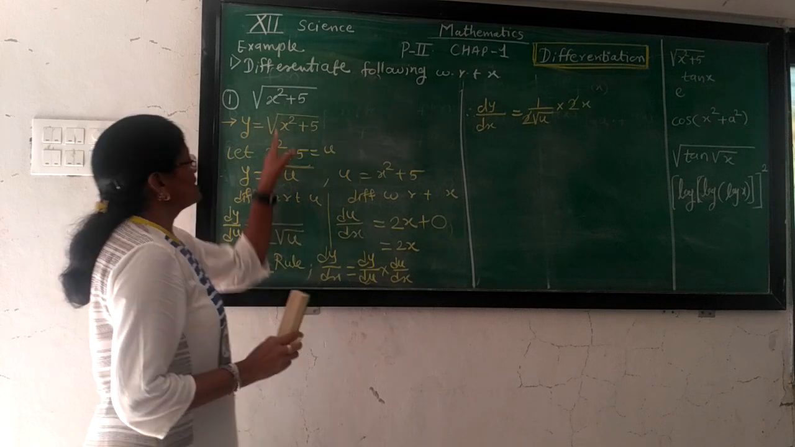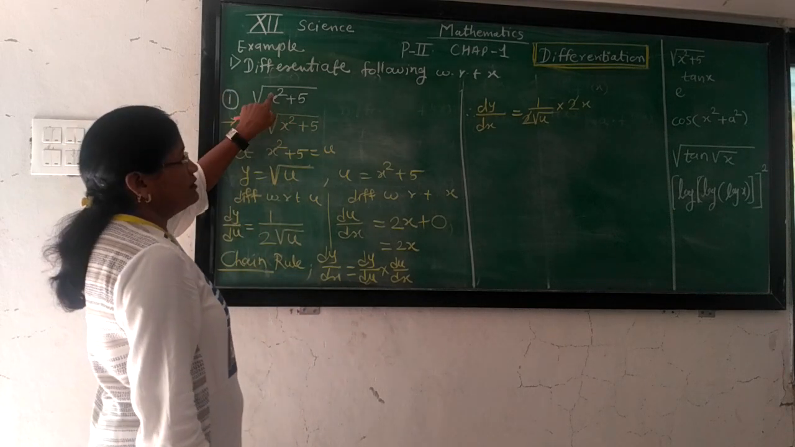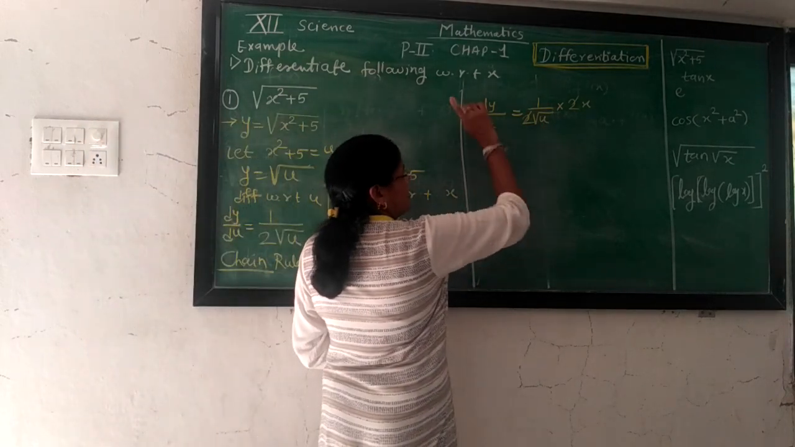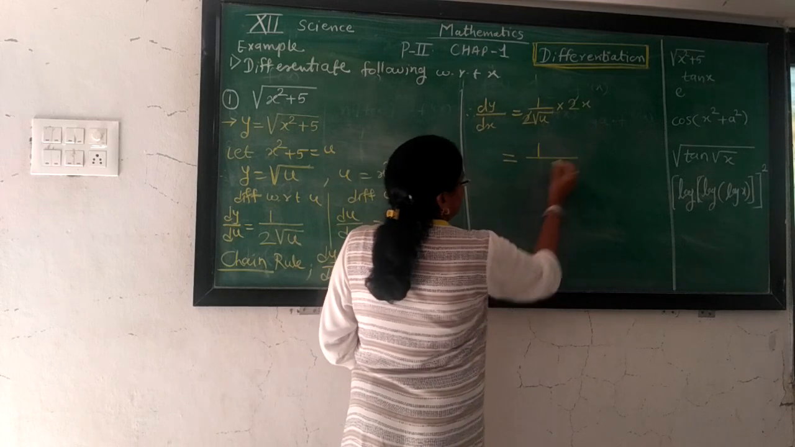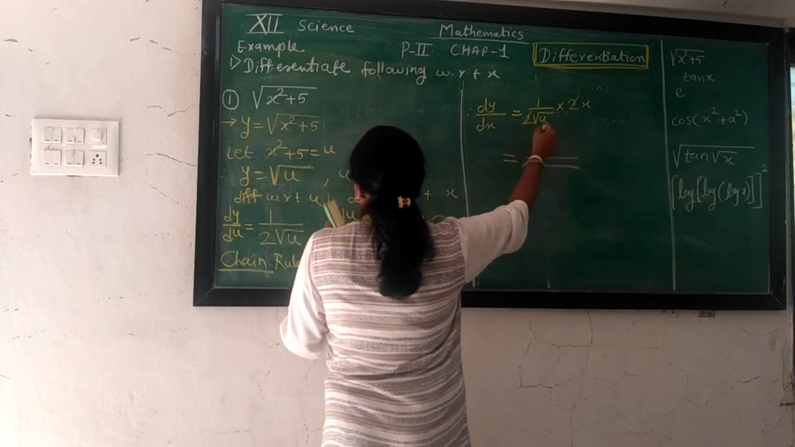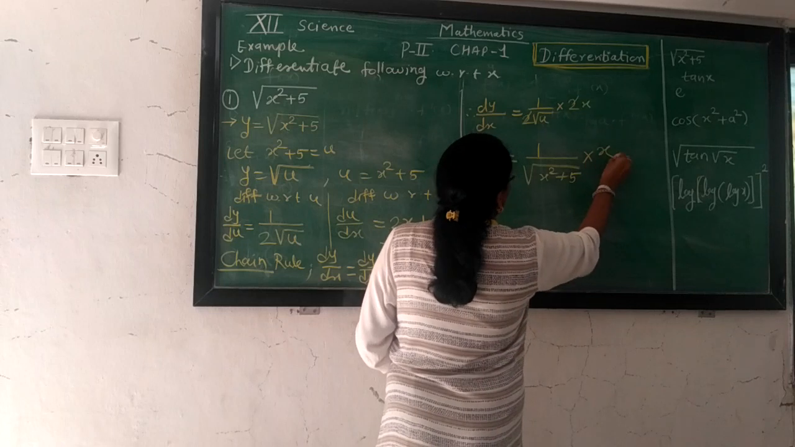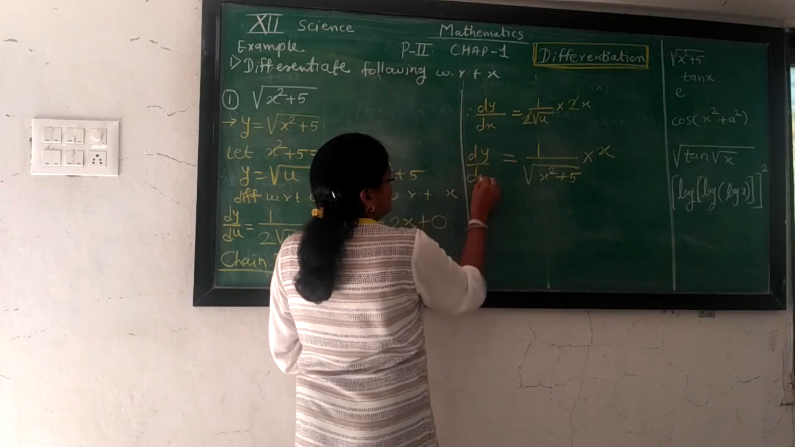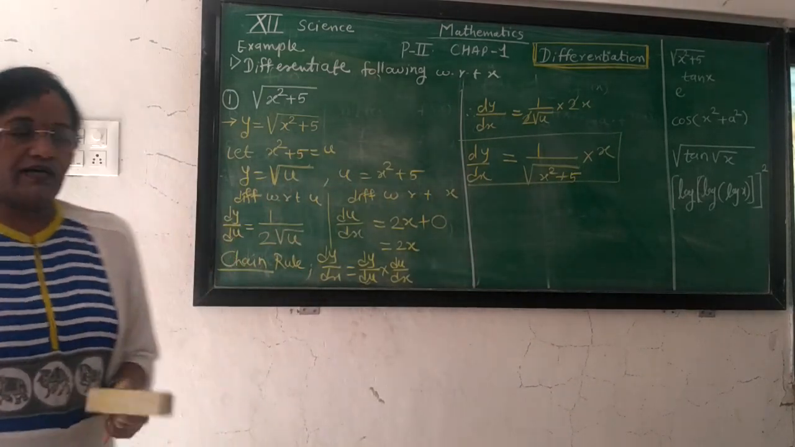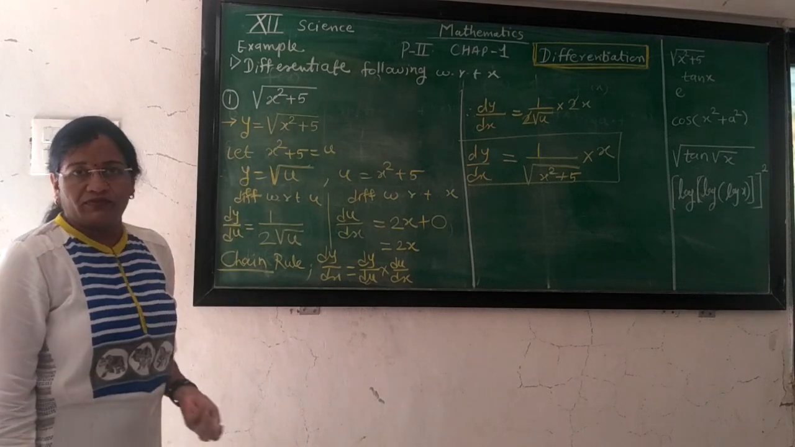But our question is given in terms of x. You remember that every time the question gives the variable x, the answer is again in terms of x. So we replace this u by its proper value. Therefore, the final answer is 1 upon root u multiplied by x. So 1 upon root u means x square plus 5, multiplied with x. This is the derivative of y with respect to x: x upon root of x square plus 5. This is by using the method of the derivative of a composite function.